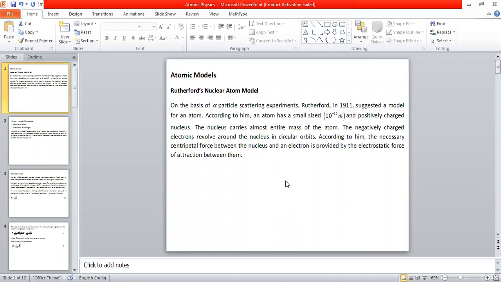Okay, why is this called a central part? Because it is in the center of the atom. Why is it massive? Because most of the mass of the atom is concentrated in the nucleus. That's why it is massive, and it is positively charged.